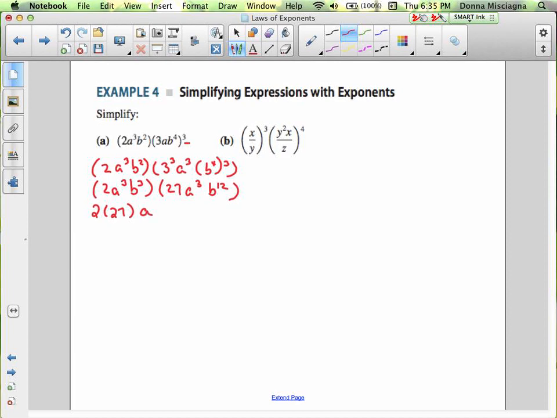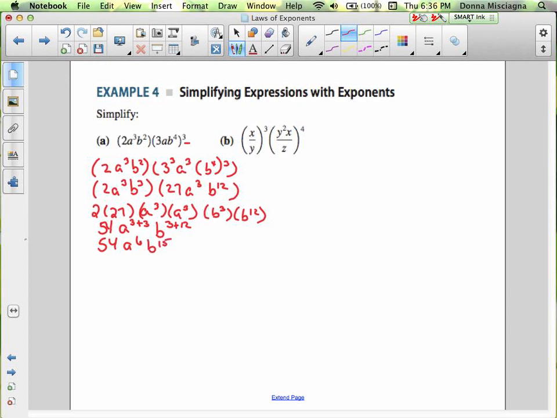We can multiply the a cubed times a cubed, and we can multiply the b cubed times b to the 12th. Well, 2 times 27, that's just 54. A cubed times a cubed is the same as a to the 3 plus 3 power. B cubed times b to the 12th is the same as b to the 3 plus 12 power. Our final answer is 54, a to the 6, b to the 15th.